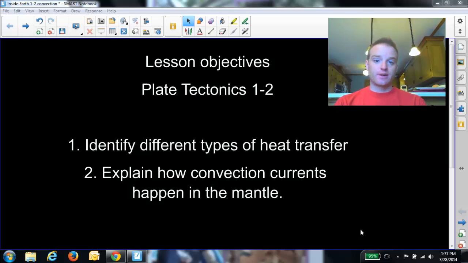This is on heat transfer, and we're going to focus on convection as our major type. Our lesson objectives for the day are to 1, identify the different types of heat transfer, and 2, explain how convection currents happen in the mantle. So let's get right to it.